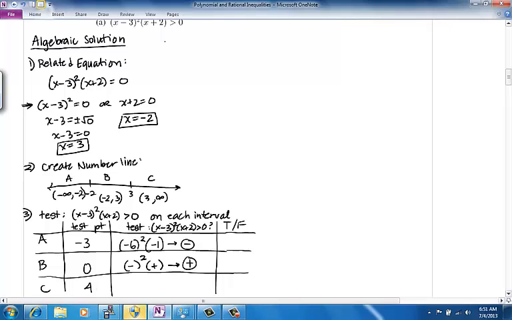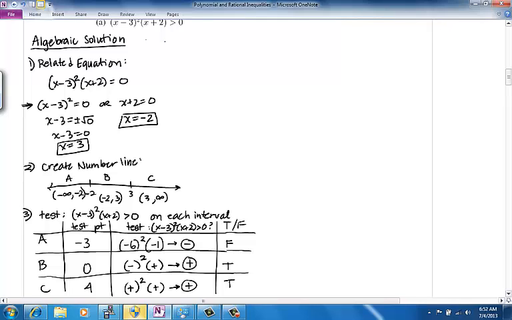When I put 4 in, I would have 4 minus 3, so that's a +1 squared times 4 plus 2, that's positive. So overall I have positive for the sign on that interval as well. So if I'm looking for where this is greater than 0, it's not greater than 0 on the first interval. It is greater than 0 on the last 2 intervals.